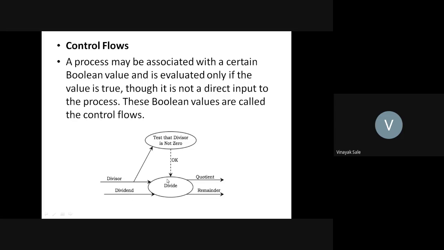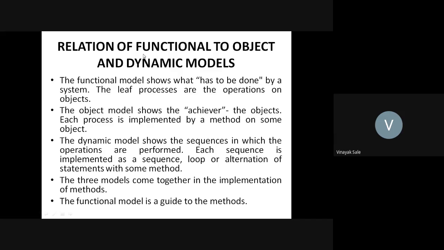The last part of this chapter is the relation of the functional model to the object and dynamic models. The functional model shows what has to be done by a system. The leaf processes are operations on objects. The object model shows the achievers, the objects. Each process is implemented by a method on some object.